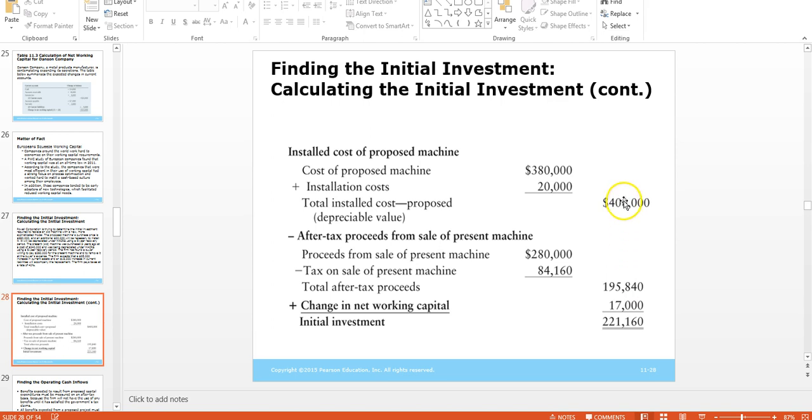So if we have 400,000 minus 195,000 plus 17,000, your initial investment will be $221,160, okay? Because you're going to bring home 195,840 from selling the old machine, but you have a change in net working capital of 17,000. So it's this 400,000 minus this here plus this guy right here.